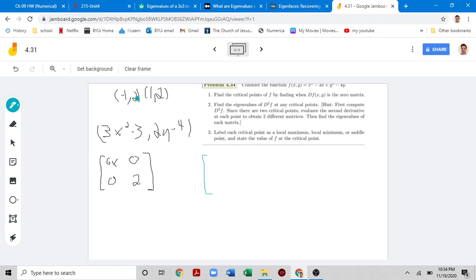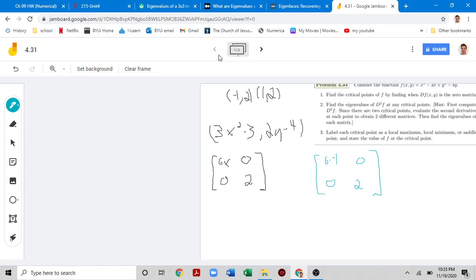So for the first one, let's just use the x value right here of negative 1. It's going to be 6 times negative 1, negative 6. I'm going to make this 0, and then 0, and 2, because there's nothing to change them. And then now we can solve for this one.